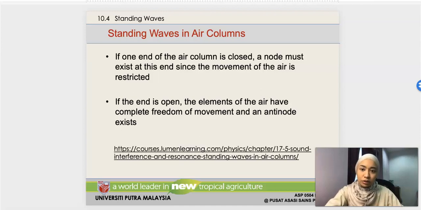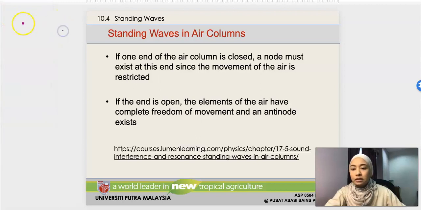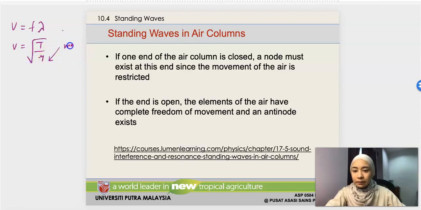Okay, so last time we talked about standing waves in a string, right? First, we started off with an equation. Let's use purple for this. So we started with V equals f lambda. We've seen this equation in chapter 9. And the v in a string is also equal to the square root of tension over mu. Mu is the mass over length, right?